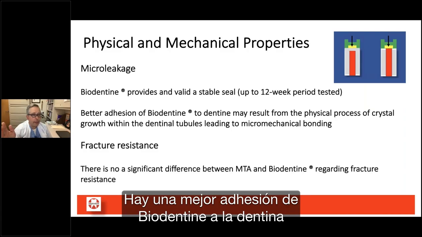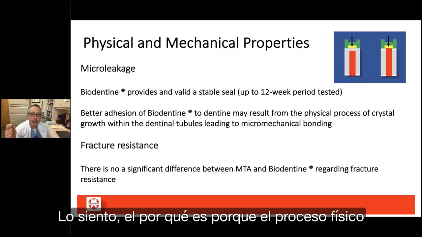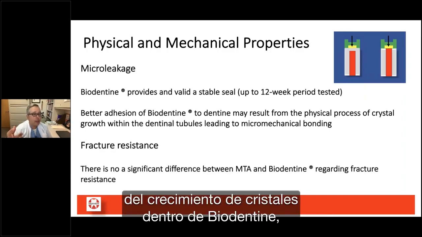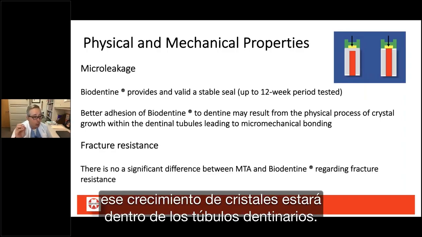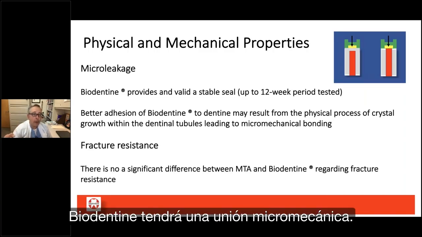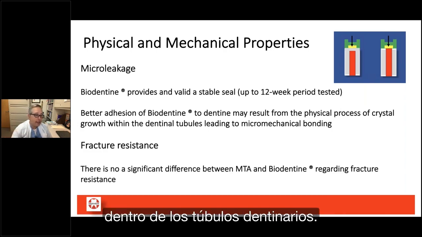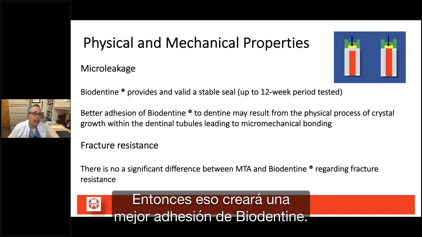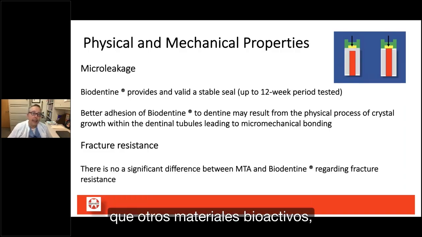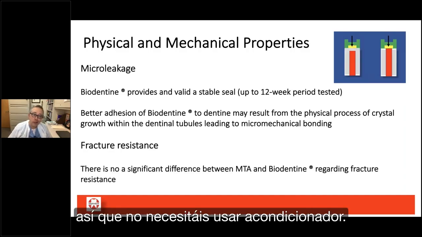There is a better adhesion of Biodentine to the dentin, and this is what I promised in a previous slide, the why. The why is because of the physical process of the crystal growth within the Biodentine; that crystal growth will be within the dentinal tubules. So at the end of the day, Biodentine will have a micromechanical bonding with the dentin, thanks to that growth of the crystals within the dentinal tubules. That will create a better adhesion of Biodentine than other bioactive materials. And remember, no conditioner to the dentin, so you don't need to use conditioner.